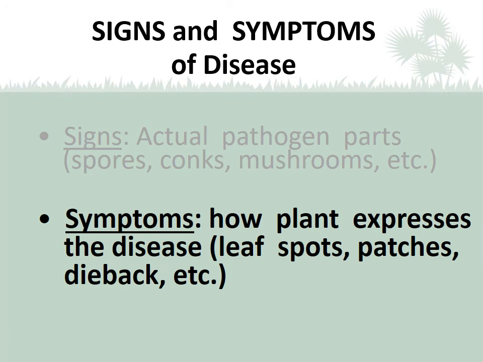We talked about signs, which are the actual pathogen parts. These are the spores, the conks, and the mushrooms. However, the symptoms are how the plant expresses the disease. So this is a reaction to the signs, a reaction to the pathogen itself. And this can be expressed as a leaf spot, a patch, or dieback, or even just decaying and discolored tissue, which is the symptom itself. So plant reaction is the basis for the symptoms that we'll talk about today.